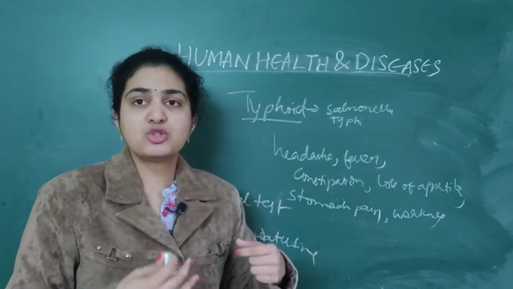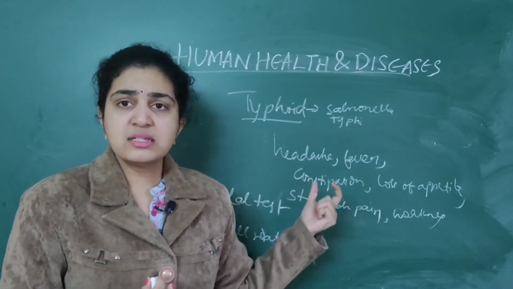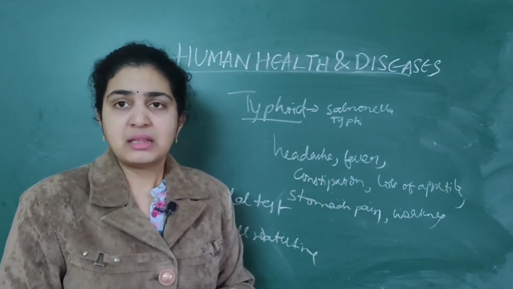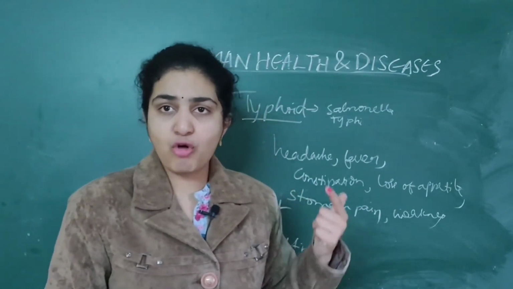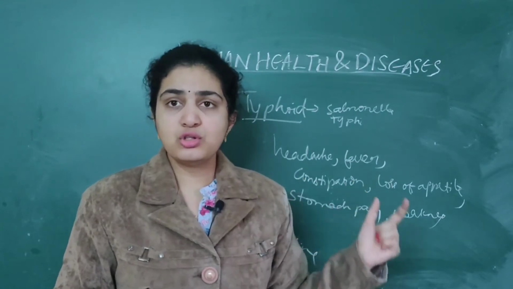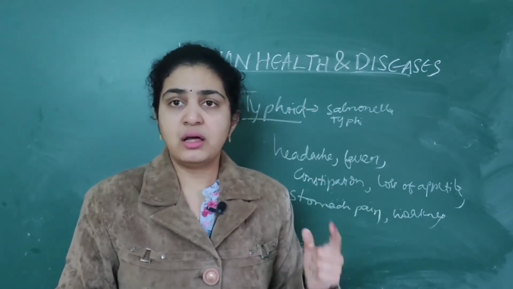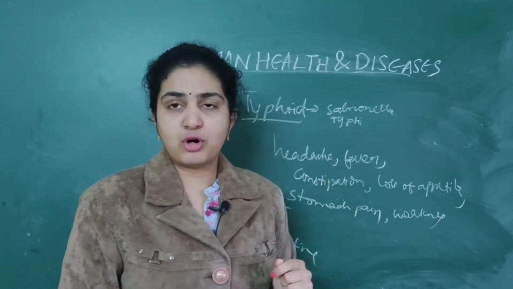How it is spread is through contaminated food and water. How did this come into play? That is from one cook. Her name is Typhoid Mary. From her, it spread to numerous parts of the world. First, she was the one who was suffering from typhoid.